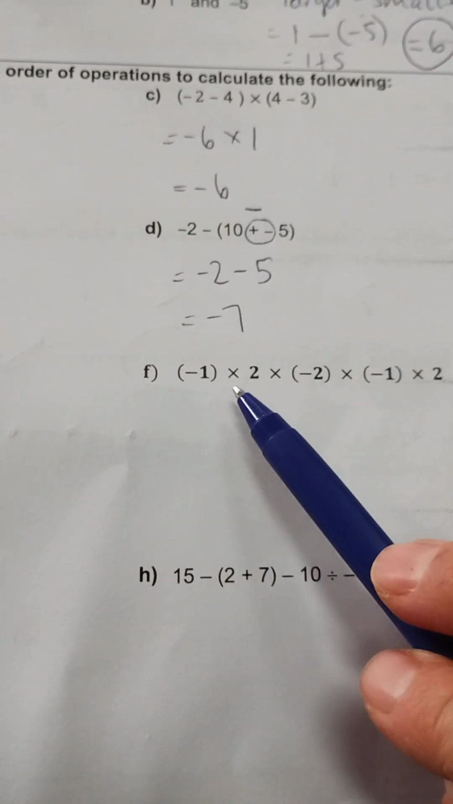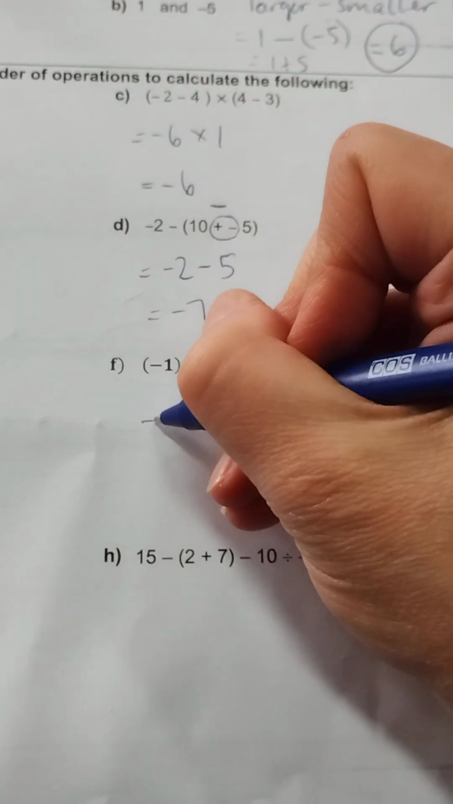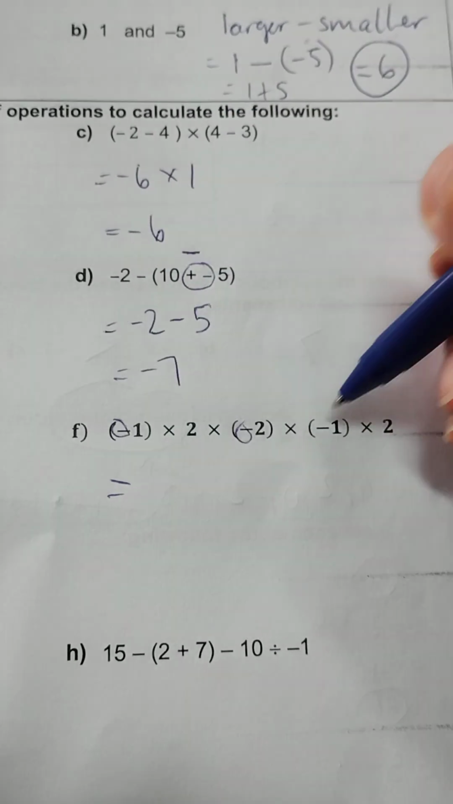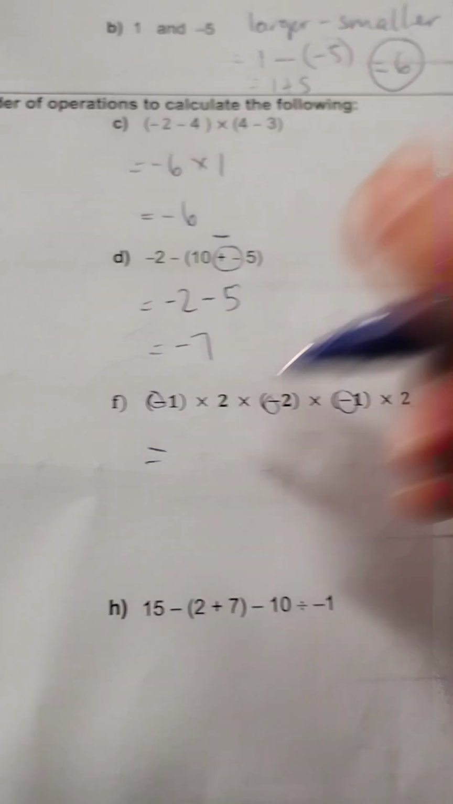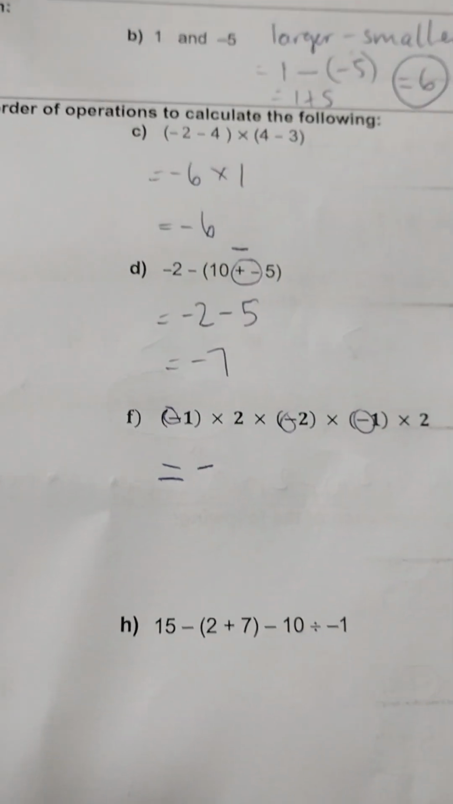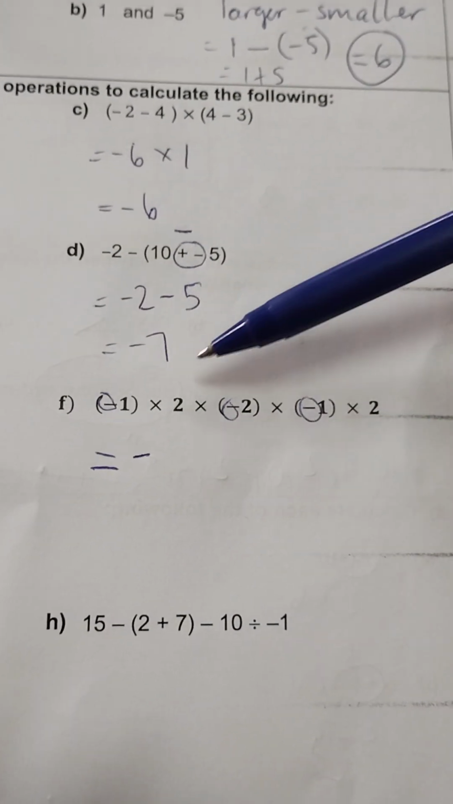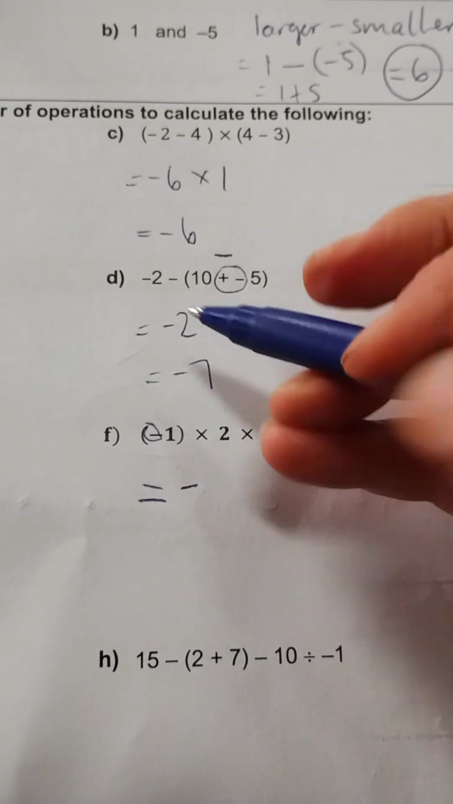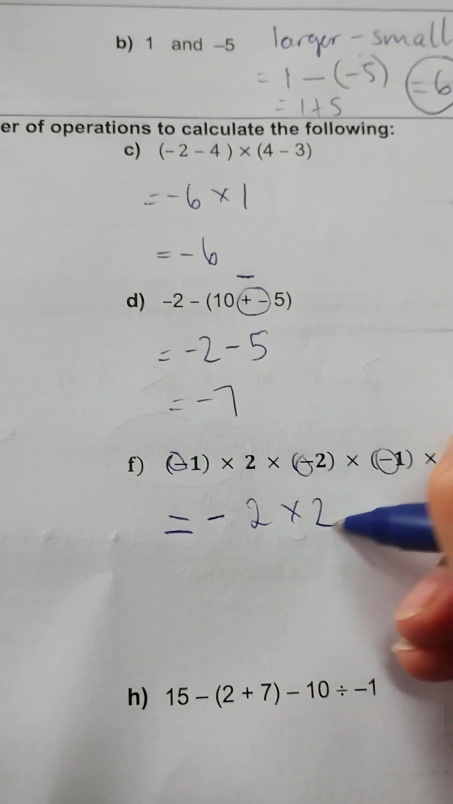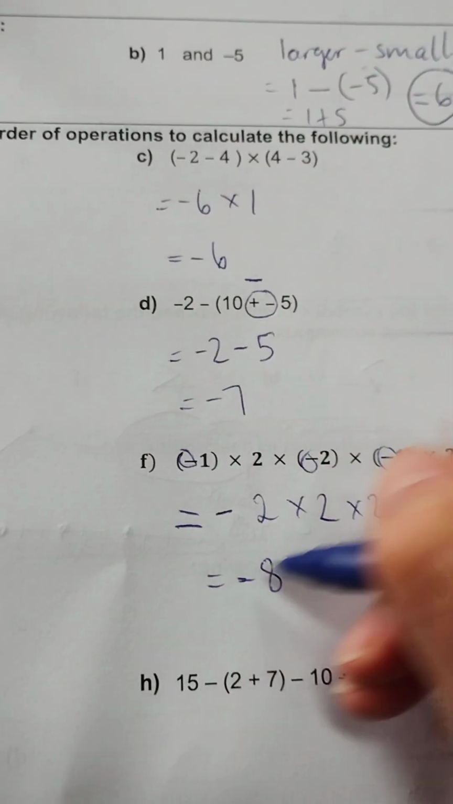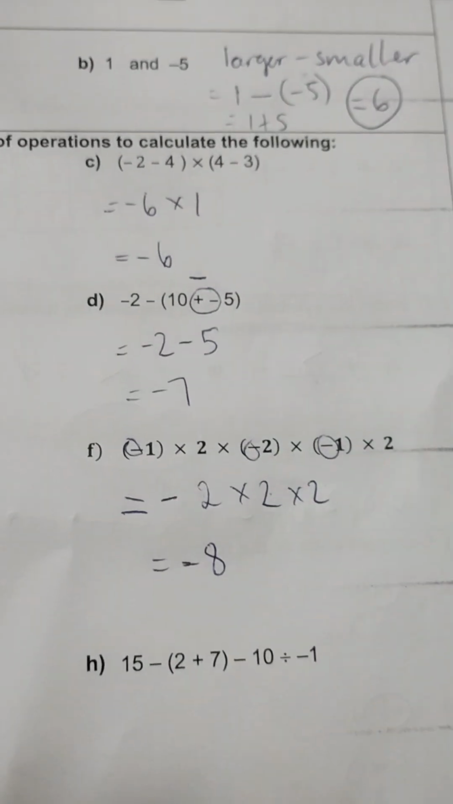Over here, everything's being multiplied. So first, will my answer be positive or negative? Let's count our negatives. 1, 2, 3. It's an odd amount, so the answer is negative. And then just times everything. I'm going to ignore my ones because they won't change anything. But 2 times 2, if it helps, you can just write it here. I've got 2 times 2 times 2 times another 2. That leaves me with negative 8. 2 times 2 is 4, times 2 is 8.